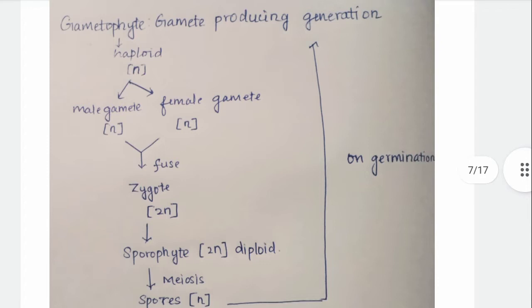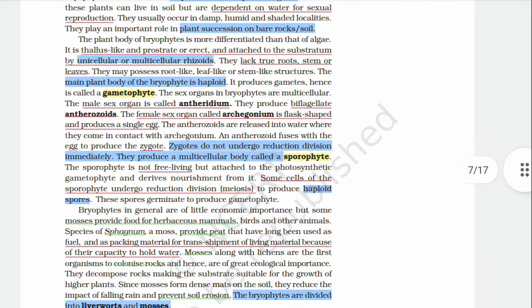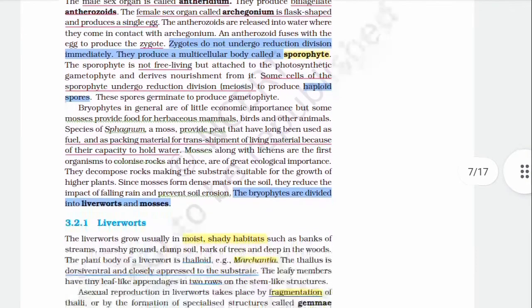These spores will germinate to give the plant body gametophyte. So gametophyte, gamete producing; sporophyte, spore producing. That's all. Don't confuse, okay? Bryophytes in general have little economic importance, but they are food for herbaceous mammals, birds and other animals.